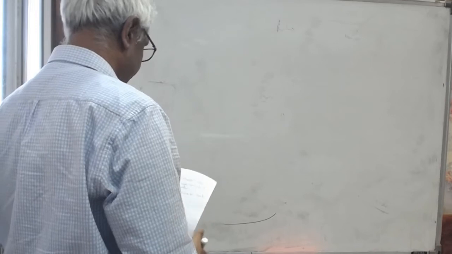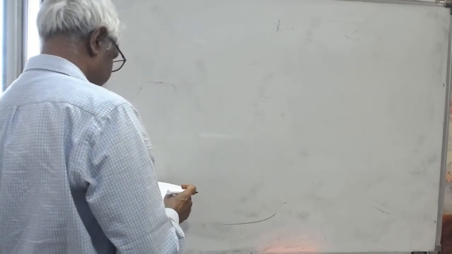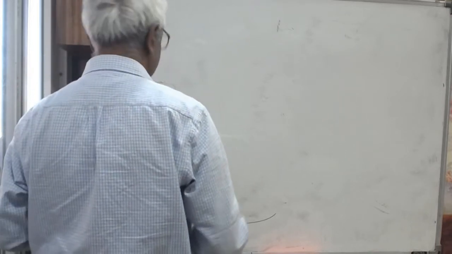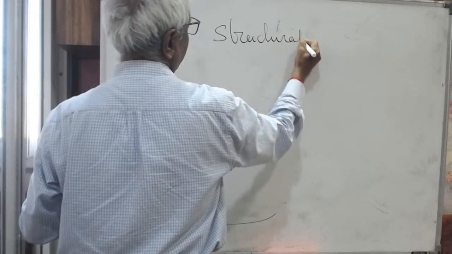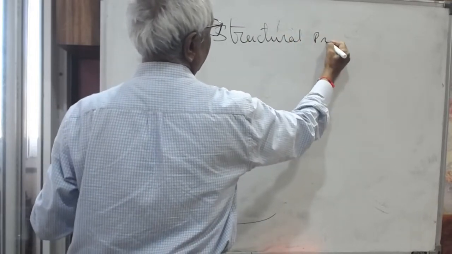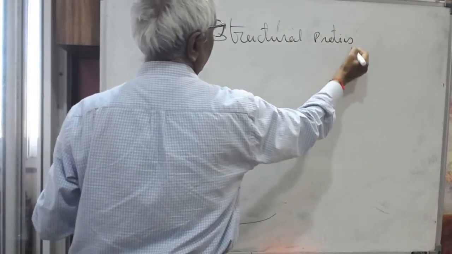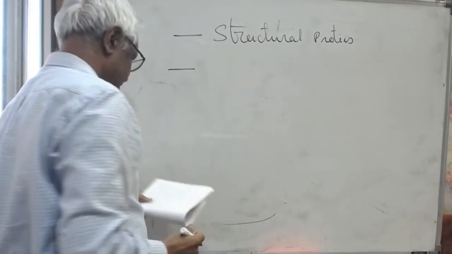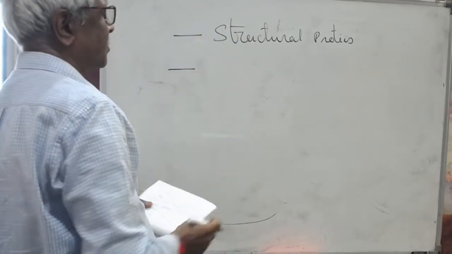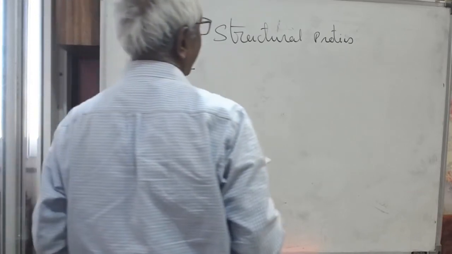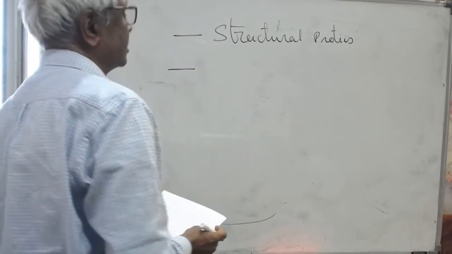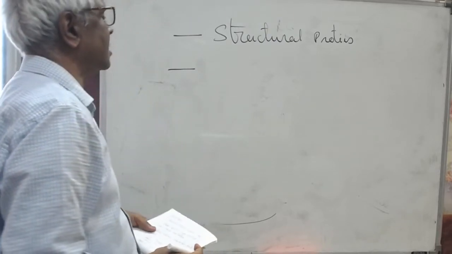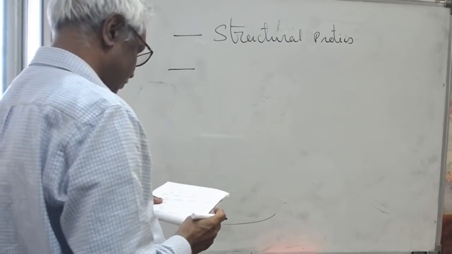So there are different types of proteins. One is structural protein. Structural protein means which creates strength. Hair is a structural protein, or otherwise keratin, structural protein; silk, wool, they are all structural proteins.